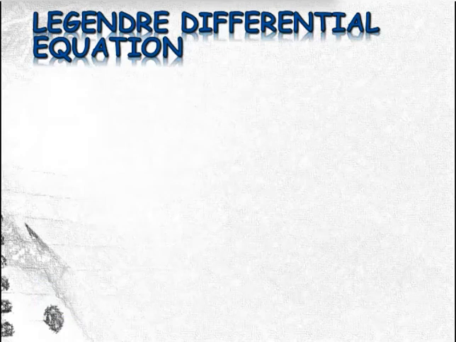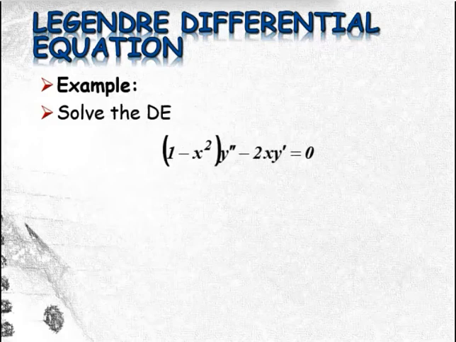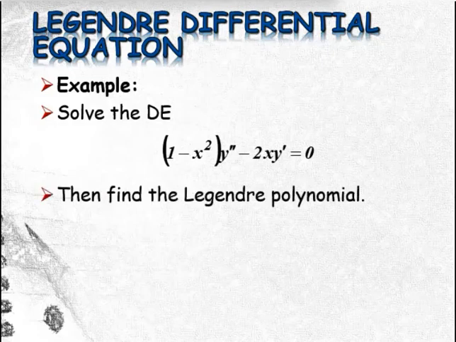Let us have an example. Solve the differential equation given by (1 minus x squared) y double prime minus 2xy prime equals 0. Then find the Legendre polynomial.